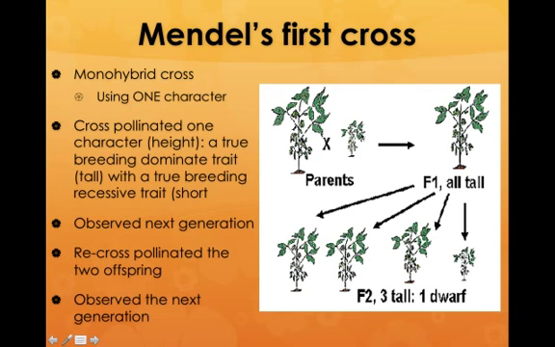Because this plant can only give alleles for shortness, because it's true breeding. And this plant can only give alleles for tallness, because it's true breeding. So if you mix one tall allele with one short allele, you're going to get two alleles. He didn't know exactly this yet, but he did know that the trait for tallness was dominant over shortness just by this first part of the experiment.